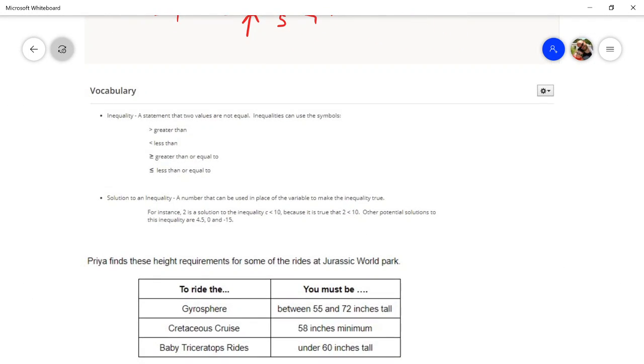Vocabulary, inequalities. Again, we've gone over this before. Okay, so I'm going to go A.